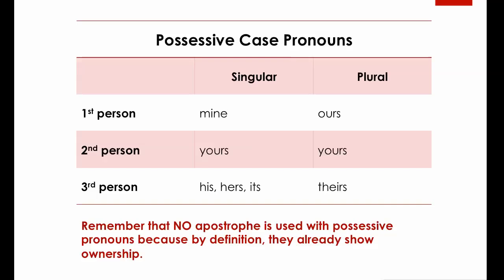First person singular is mine. First person plural is ours. Second person singular and plural is yours. And third person singular is his, hers, its. Third person plural is theirs.